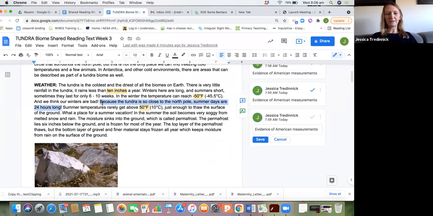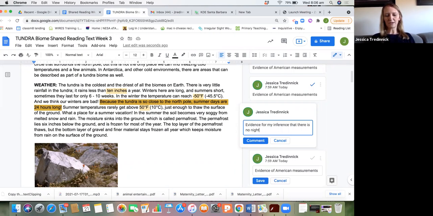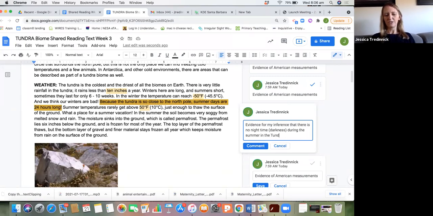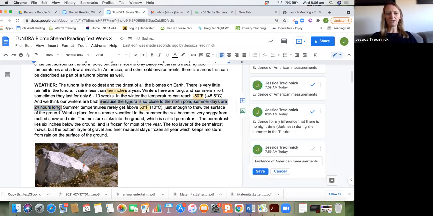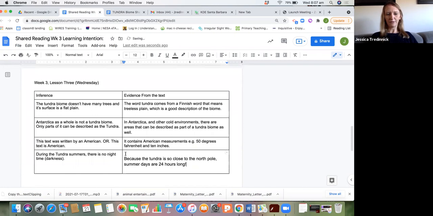And this is my evidence. I'm actually going to write a comment here. This is my evidence for my inference that there is no nighttime or darkness during the summer in the tundra. Just a different way of saying the exact same thing. And I'm going to copy that. And I'm going to paste it there.